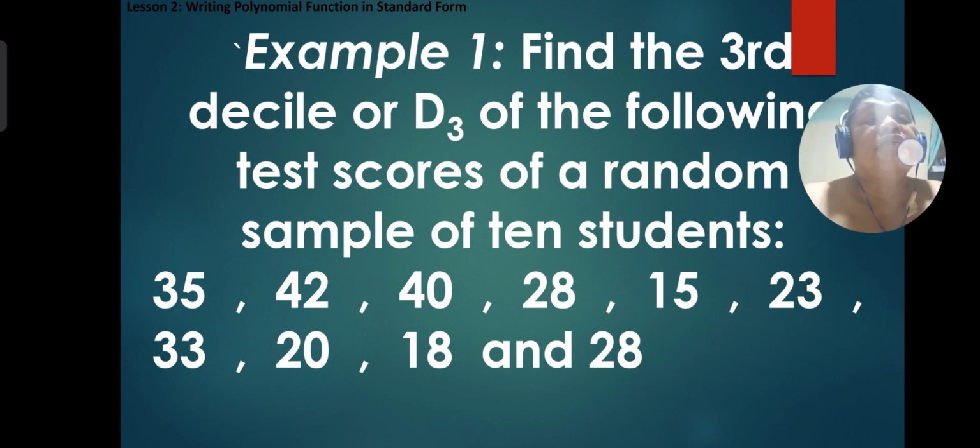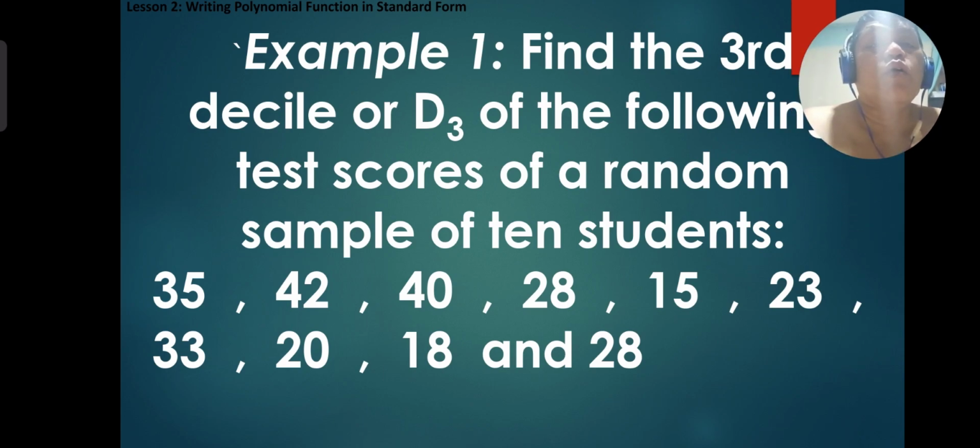Example: find the third decile or d sub 3 of the following test scores of a random sample of 10 students. We have 35, 42, 40, 28, 15, 23, 33, 20, 18, and 28. So you are going to find the third decile, d sub 3, of these test scores of a sample of 10 students. We have now the solution.